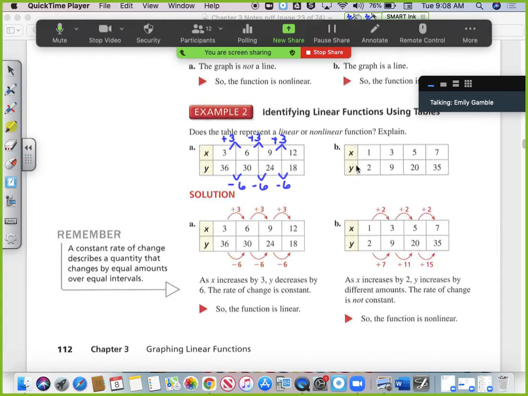But if you look at the second one here, this one is not going to be the case. If I look at the x numbers, I increase by 2, I increase by 2, I increase by 2 to get from 1 to 3, 3 to 5, and 5 to 7. But if you look at the y value, this increases by 7, this increases by 11, this increases by 15. Because these numbers are not the same, like all the other ones were, this is nonlinear.